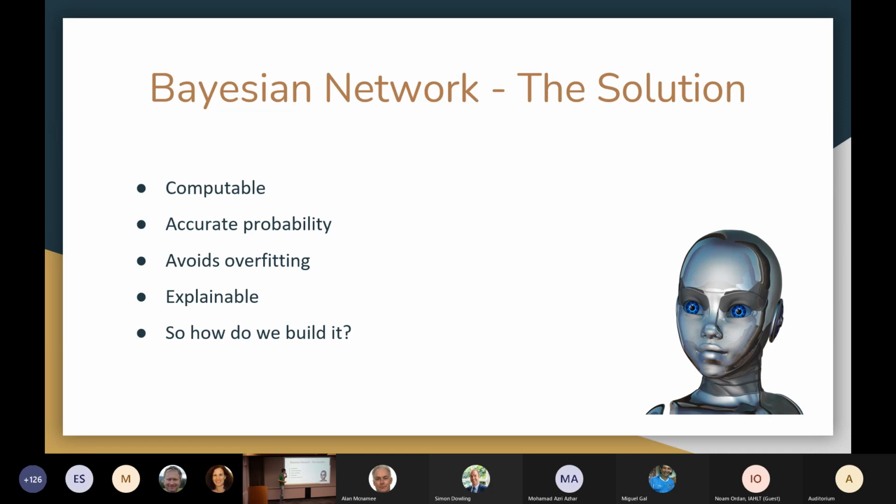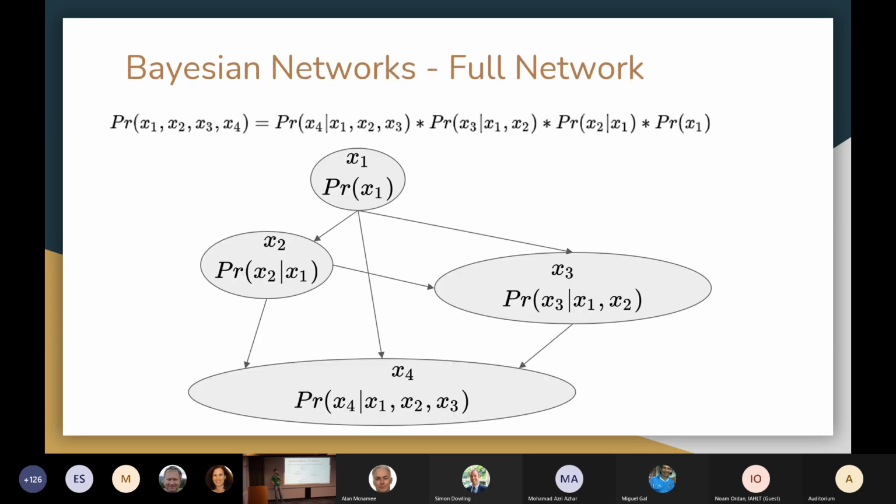And also, we want our model to be explainable. If we say something is fraud, we want to be able to say why it is fraud. This is actually a business requirement for us. So we're going to win all these great features. The only question left is how do we do it? How do we build this Bayesian network?